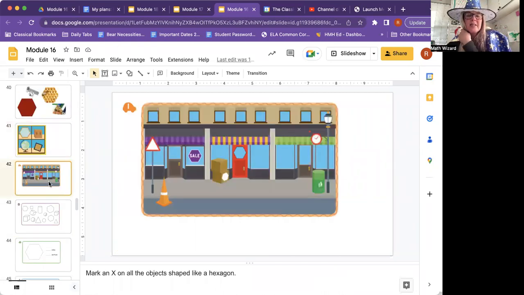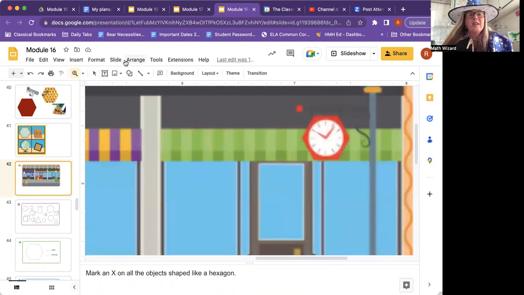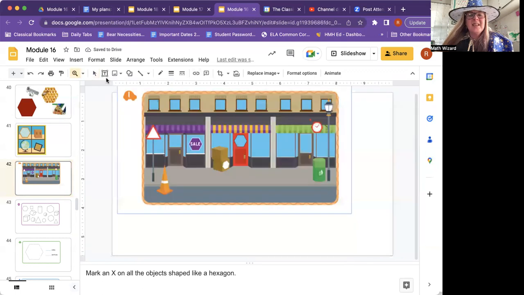Here we go. Mark an X on all the objects shaped like a hexagon. Well, you have to find them all in here. Okay, now I'm going to zoom in a little bit on that clock because that can be kind of tricky. Look, this part of the clock is what shape? Circle, but what about the outside? 1, 2, 3, 4, 5, 6. It's a hexagon, isn't it? It's a hexagon. So that one was kind of tricky.